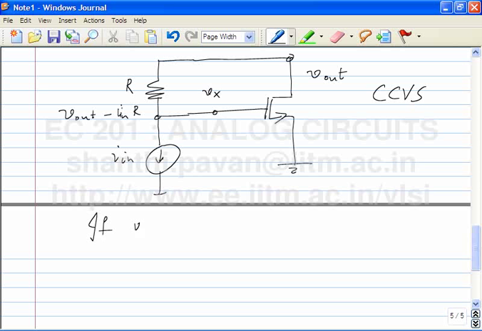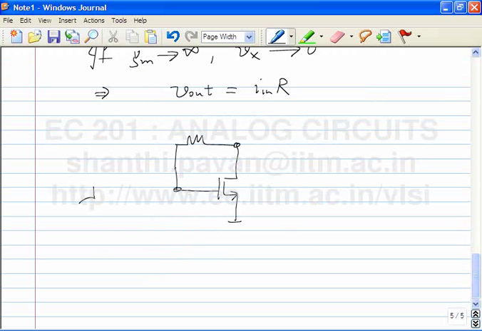If Gm tends to infinity, Vx tends to 0, which means that V out equals In times R. Now if I had a current source like this, what is the incremental output voltage? I just change the direction of the current, so the incremental output voltage will also change sign, it will be minus In times R.